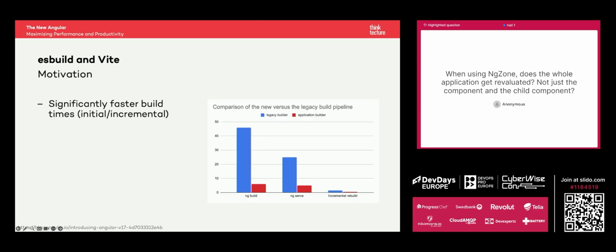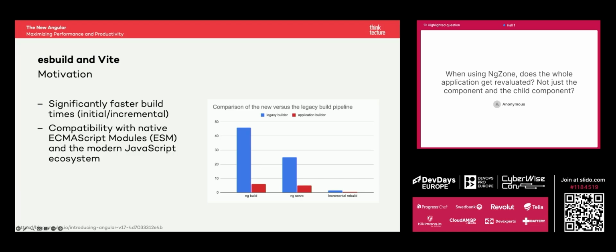Maybe that's a little bit better. That's an actual Angular code base. The blue bar is Webpack. The red bar is the new ESBuild and Vite based builder. So we get significantly improved build times. So this time it's developer experience again. For initial as well as incremental builds, we get compatibility with native ES modules and the modern ecosystem, and you get HMR for styles, which is again a performance improvement.